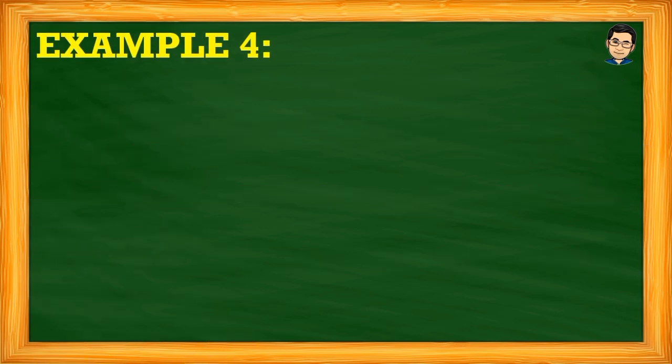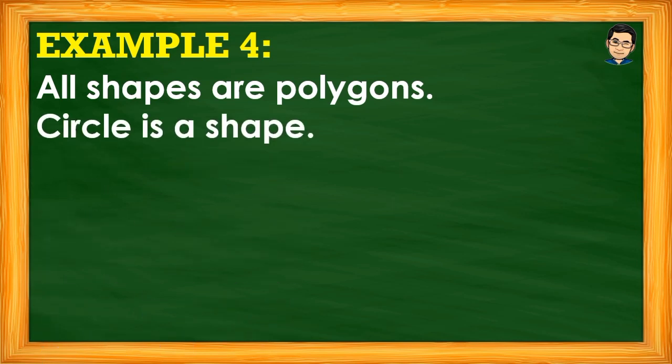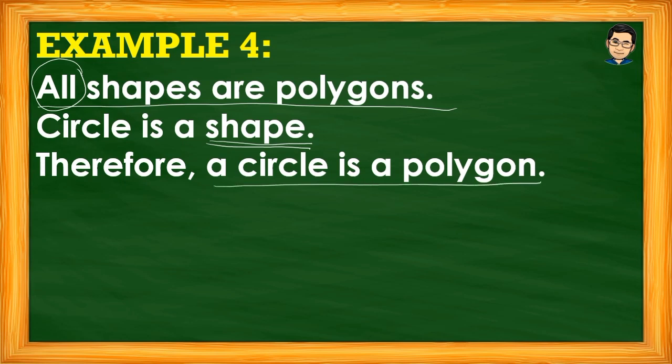Next example, number 4. All shapes are polygons. Circle is a shape. Therefore, a circle is a polygon. So, dito pa lang po sa unang statement, gine-generalize na niya. All shapes are polygons. Nandyan po yung word na all, ibig sabihin lahat. Lahat ng shapes are considered as polygons. Eh, yung circle, shape po yan. Therefore, na-conclude na yung circle ay isang polygon.